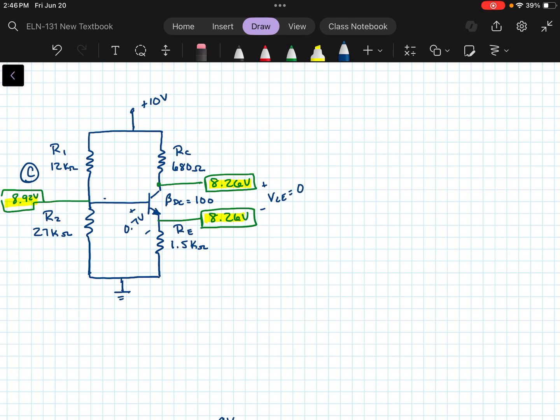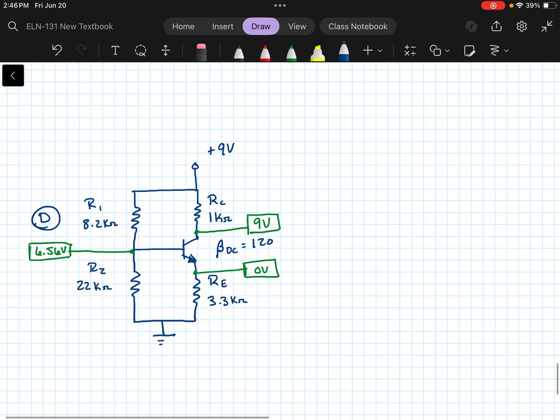And that's concerning, because we do have enough current to turn on the transistor. So we should not be in the cutoff region, or in the saturation region. So that tells me that we probably have a short from the collector to the emitter. Okay, so there should be a voltage drop there somewhere.